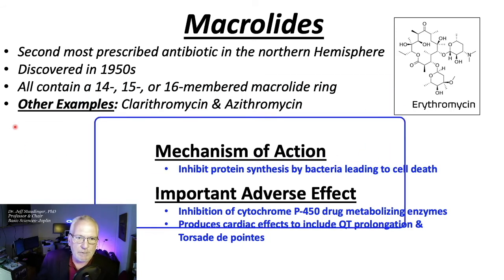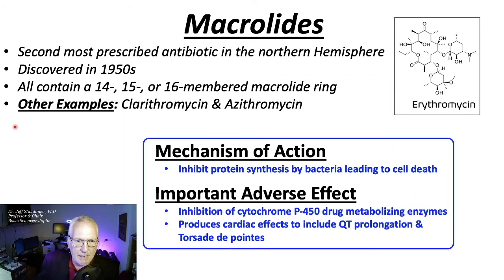An important adverse effect associated with macrolide antibiotics is inhibition of cytochrome P450 drug metabolizing enzymes. Inhibition of P450s can produce cardiac effects to include QT prolongation and torsades de pointes, so-called twisting of the points. This is a life-threatening drug-drug interaction driven by erythromycin-mediated inhibition of drug metabolism in patients on combination therapy.